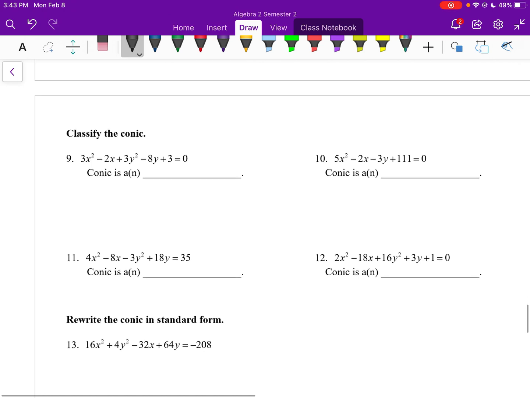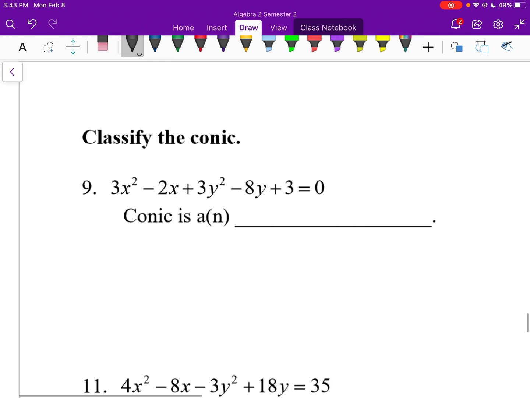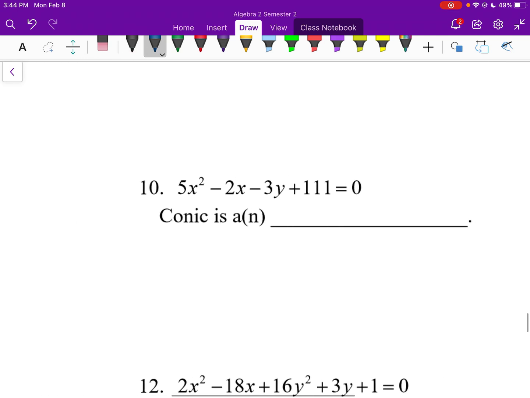All right, so classifying conics now in expanded form. So again, when classifying, you're looking at the squared terms. Okay, when looking at those, they're both positive and they have the same exact coefficient. When that happens, that is a case of a circle. Okay, coefficients were the same, both were positive. Okay, on number 10 here, 5x squared, that is the only squared term. Okay, so in that case, when there's only one variable that's squared, that is a parabola.